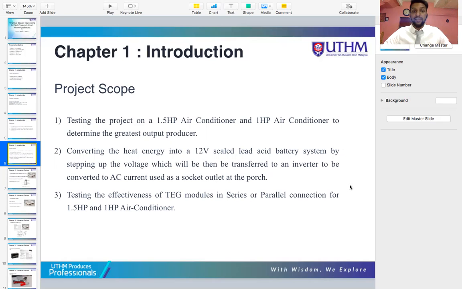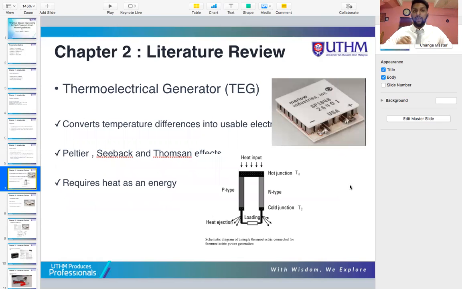My third one is testing the effectiveness of the TEG module in series or parallel connection for 1.5 horsepower and 1 horsepower air conditioning. Next, in chapter 2, I'll be talking about my TEG. Hold on a moment. Okay, we'll be talking about TEGs. The spec of my TEG is SP1848.